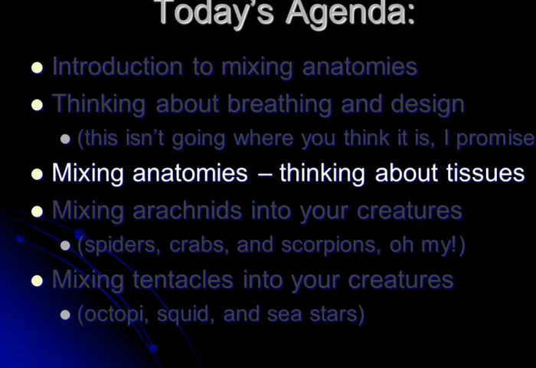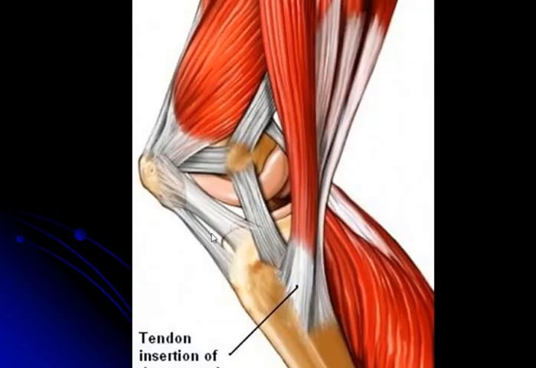Okay, let's get into mixing anatomies. Now, before I go into the very specifics with exoskeletons and tentacles, I want you to think a little bit about this whole thing at the tissue level. Why? Because anatomists sort of tell you a useful lie. We don't really purposely lie, but it's the way the images are drawn and the way people think about it.